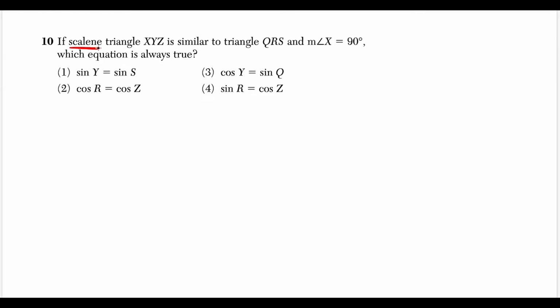Question 10, we have a scalene triangle XYZ, and this triangle is similar to triangle QRS, and the measure of angle X is 90. We want to know which equation is always true. So for this one here, I would draw out both triangles.